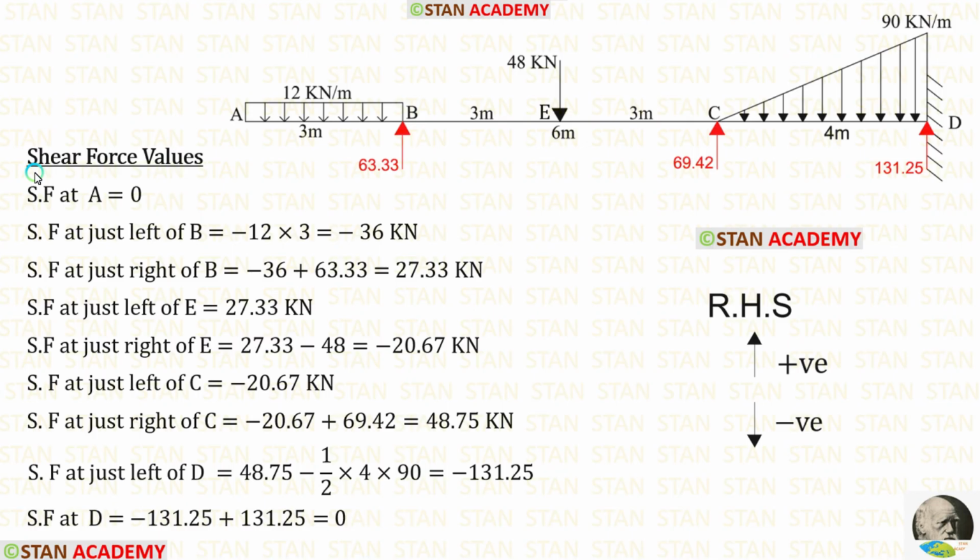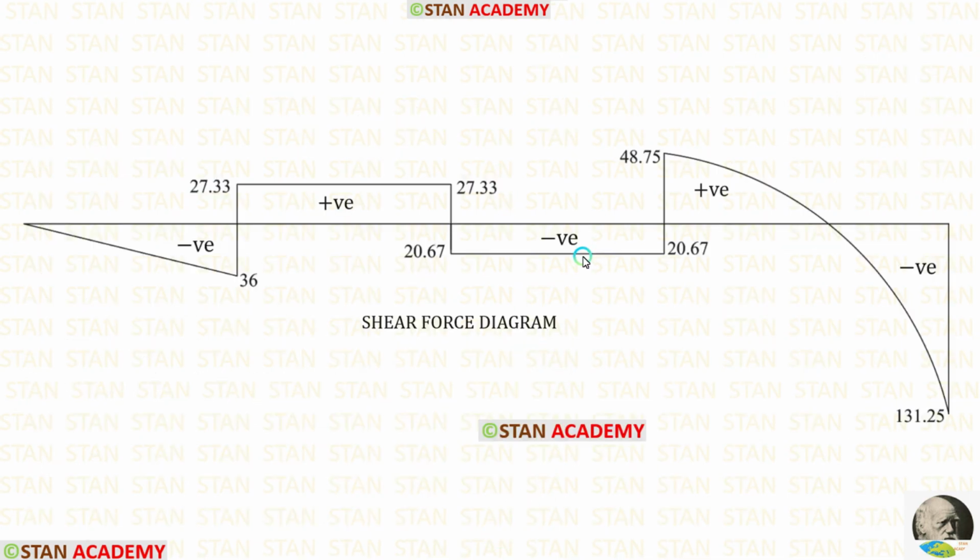Now let us calculate the shear force values. I am going to start at the point A and move towards the point D. In this case, I am moving towards right hand side. Upwards will be positive and downwards will be negative. You can see the shear force calculations. Using the shear force values, we can make the shear force diagram. Under the UVL, we have to make the shear force diagram in the shape of parabola.